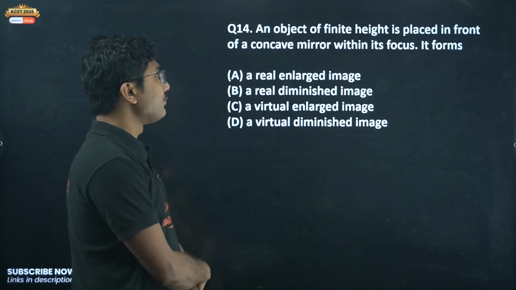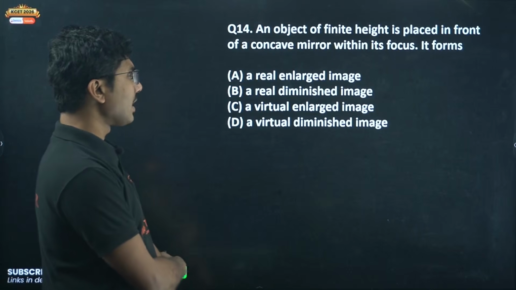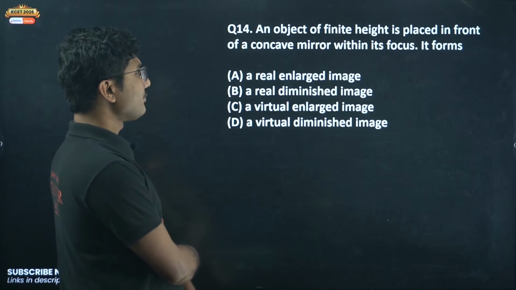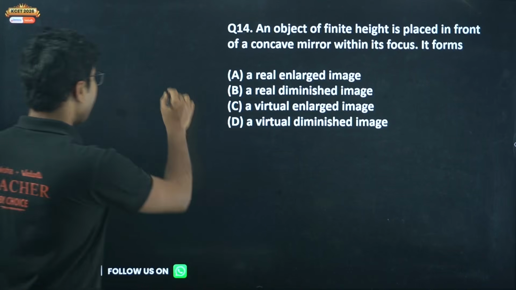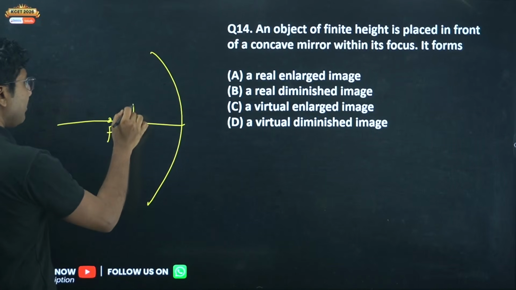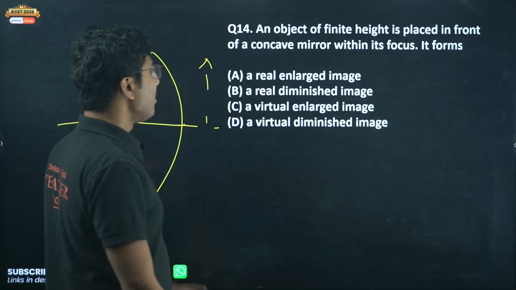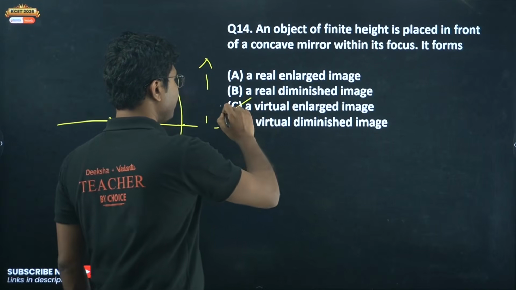Next, an object of finite height is placed in front of a concave mirror within its focus. So this is the focal length. If the object is placed within the focus, it will form a virtual and enlarged image.